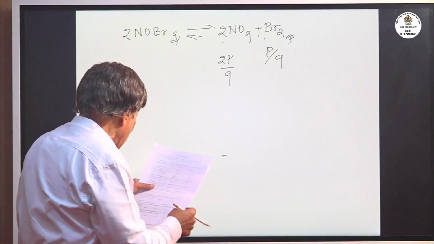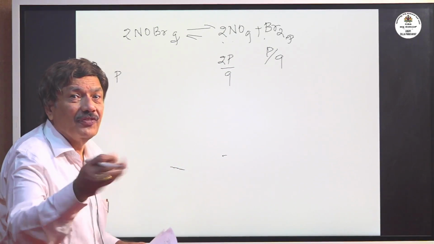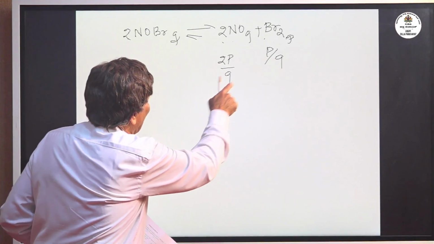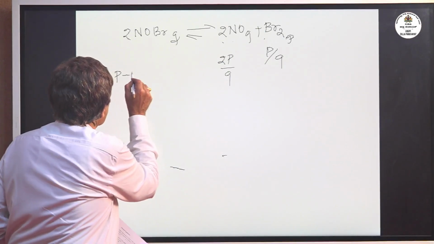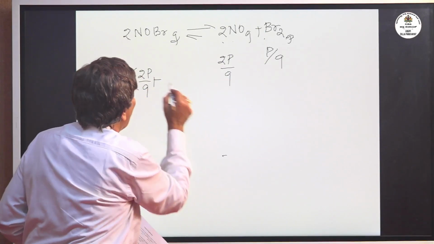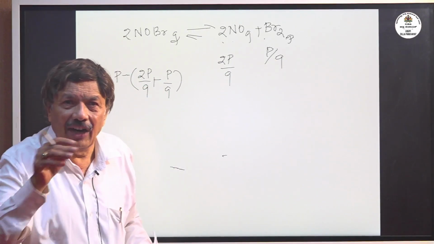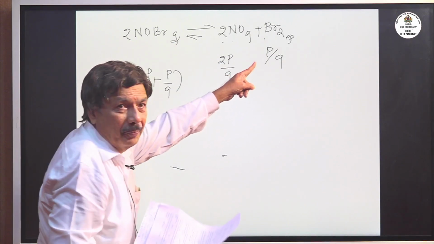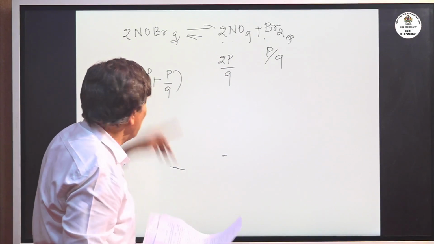Then how much was taken? Initial pressure was P. Out of that, 2P by 9 and P by 9 were formed, so the NOBr decreased by 2P by 9. So the remaining is P minus 2P by 9 plus P by 9.